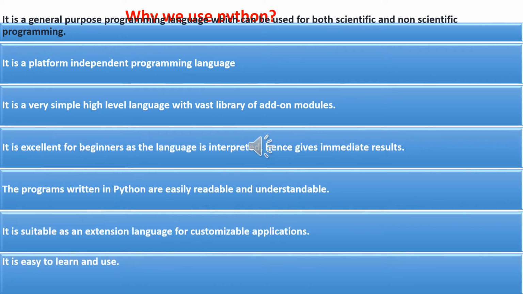So why do we use Python? It is a general purpose programming language which can be used for both scientific and non-scientific programming. It is a platform independent programming language, which means we can write on one computer and we can run on any computer.